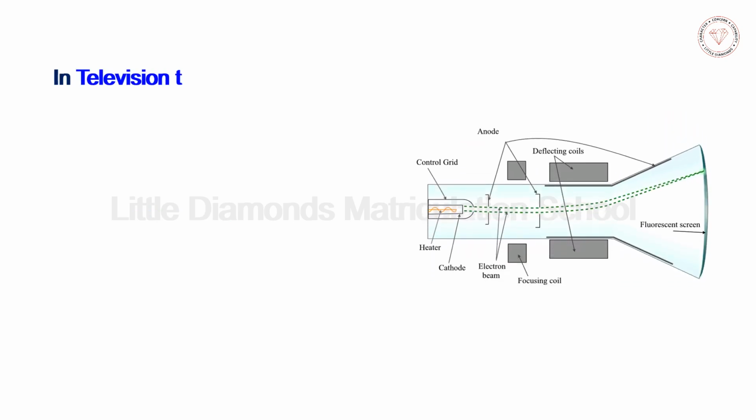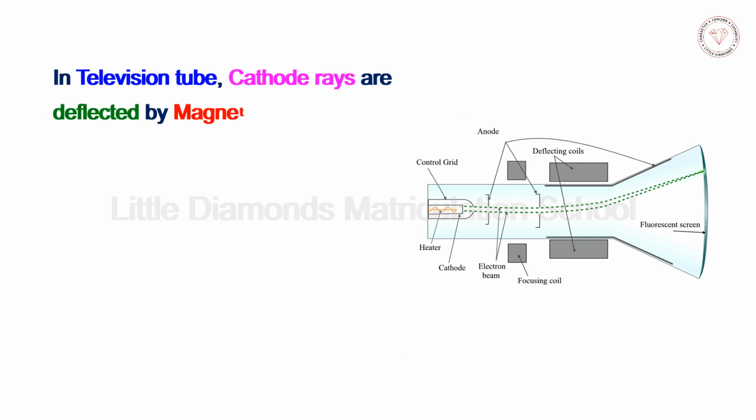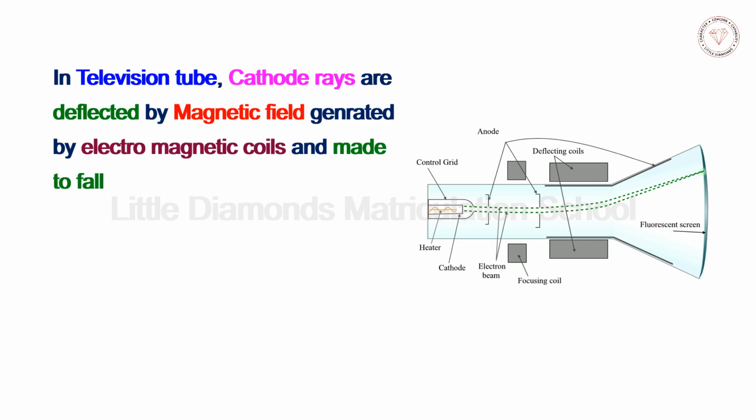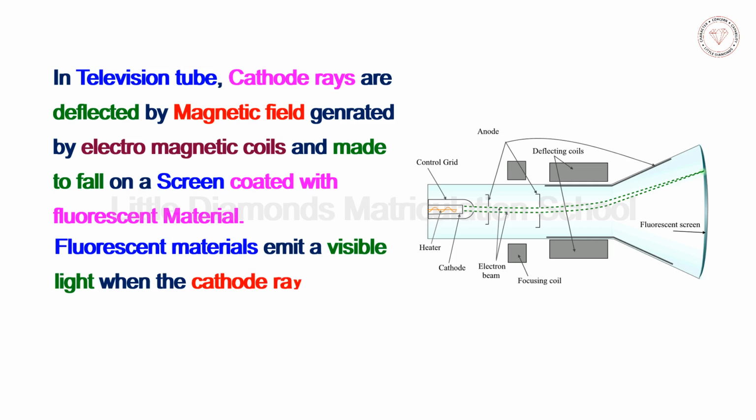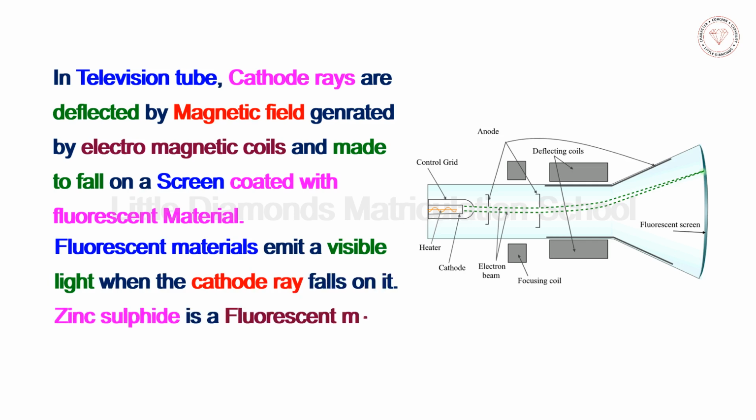In the picture tube of television sets, cathode rays are deflected by the magnetic field generated by electromagnetic coils and made to fall on a screen coated with fluorescent materials. Fluorescent materials emit a visible light when the cathode ray falls on it. Zinc sulfide is used as the fluorescent material.